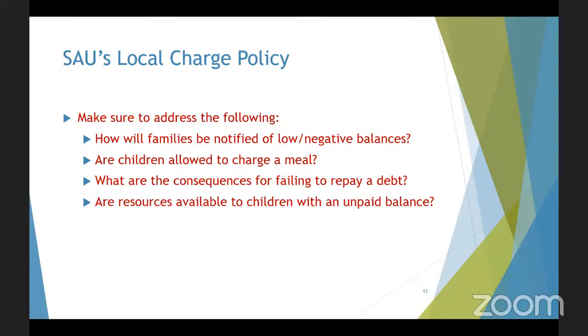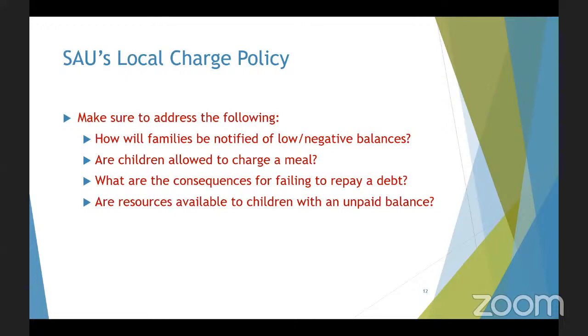USDA recommends that SFAs address the following topics along with any other topics they determine their audience should be aware of. How will the SFA notify families of low or negative balances? How many reminders will a family receive, and how will those reminders be sent? Who will be responsible for sending these reminders? Are children unable to pay for their meal allowed to charge a meal? If so, is there a limit to the number of charges or a dollar limit allowed? Does the charge limit vary by grade level, or is it the same for all children?